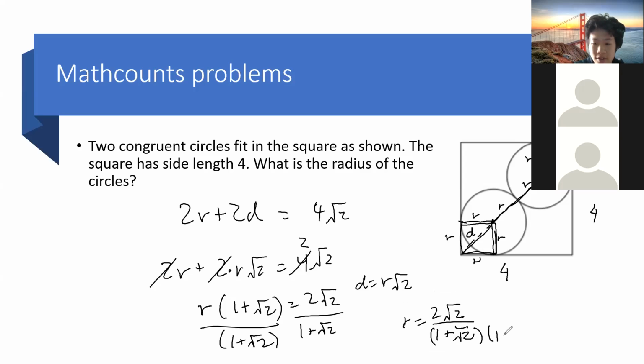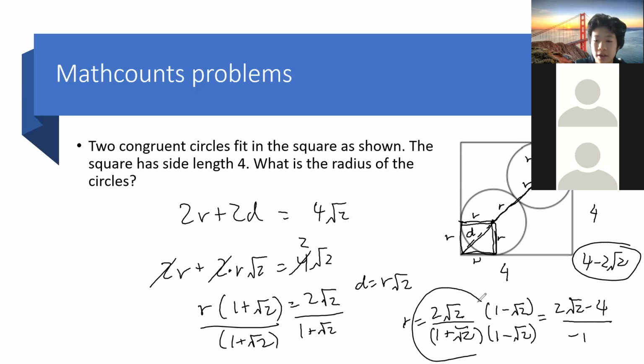I don't really need you guys to know this right now, but if we multiply the top and bottom by 1 minus the square root of 2, we cancel out the bottom because this is the difference of squares. It's going to be 2 square root of 2 minus 2 square root of 2 times square root of 2, which is 4, over 1 minus 2, or negative 1. So it's just going to be equal to 4 minus 2 root 2. Also an acceptable answer. This or this, both acceptable answers, okay?